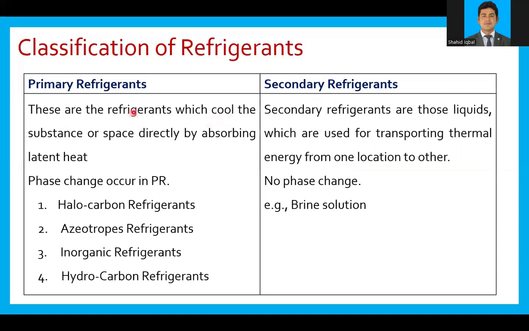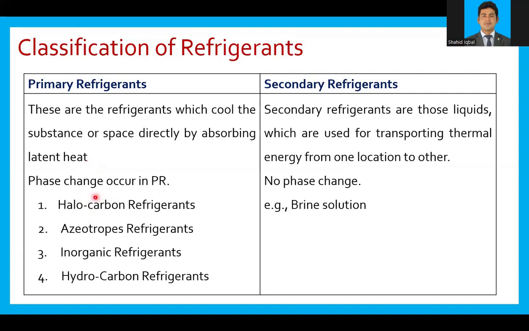Primary refrigerants are the refrigerants which cool the substance or space directly by absorbing the latent heat. So when we discuss the vapor compression refrigeration cycle, we will also discuss the different refrigerants clearly, how they absorb the heat in the evaporator and how they reject the heat in the condenser, because when we are studying the vapor compression refrigeration cycle, there are different components that perform different tasks for performing the refrigeration process.